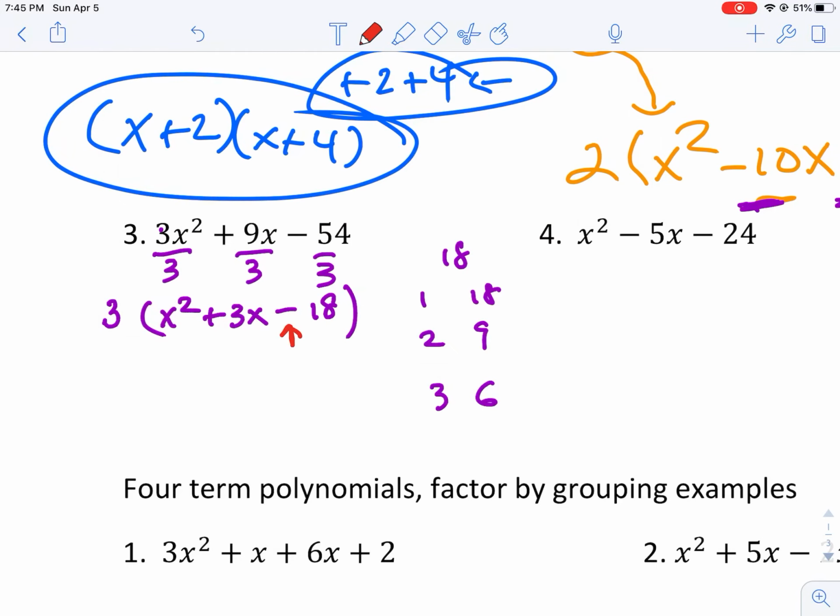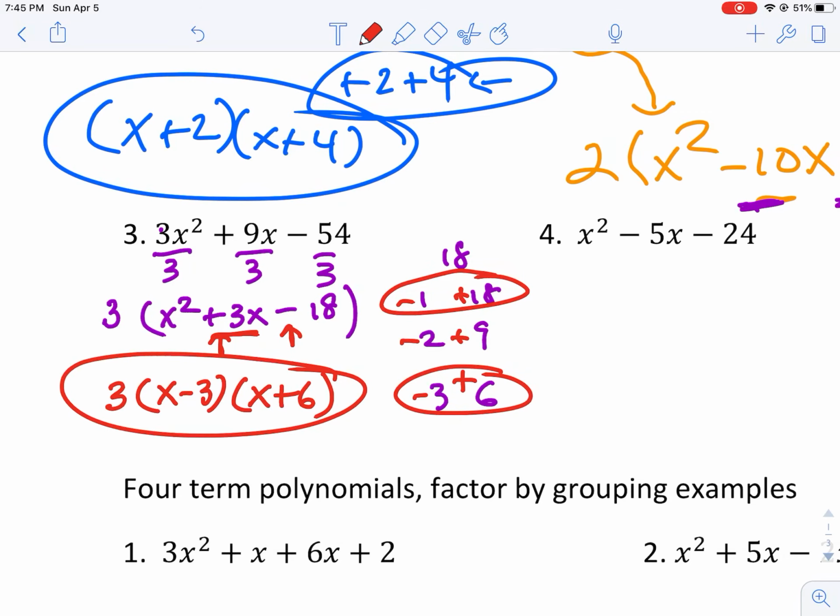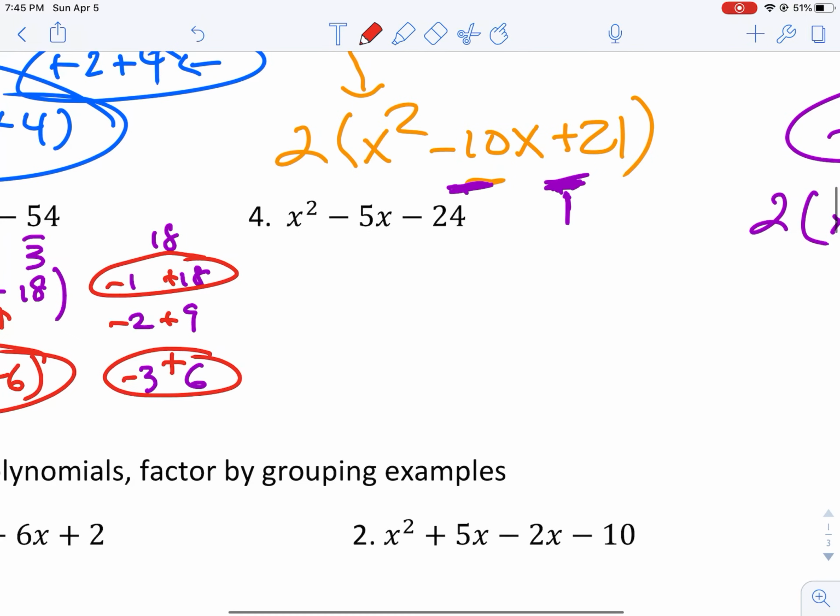The last term is negative. That means the signs are going to be different signs. So these factors here are going to have different signs. One's going to be positive, one's going to be negative. And this tells me that the largest one is positive. So I give all the larger ones the positive sign. And which 2 add together get you that positive 3 in the middle, right there. So 3, x minus 3, x plus 6. You're done.